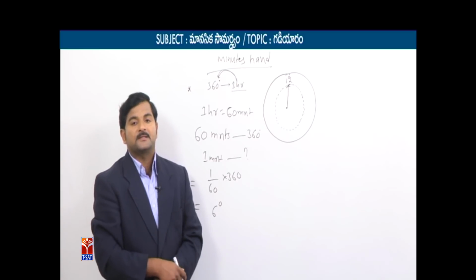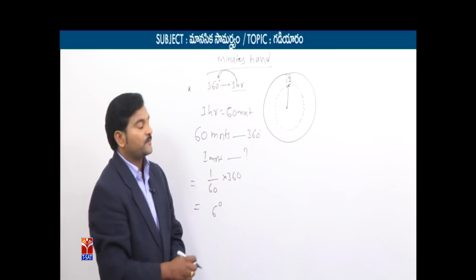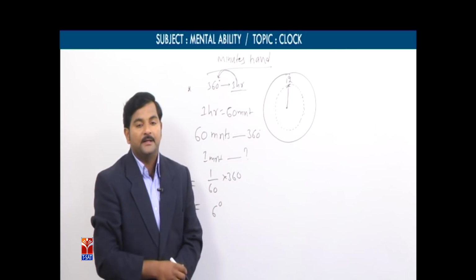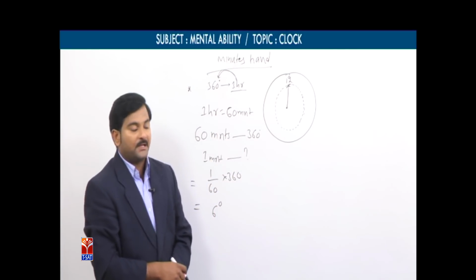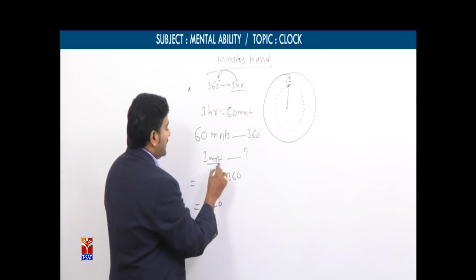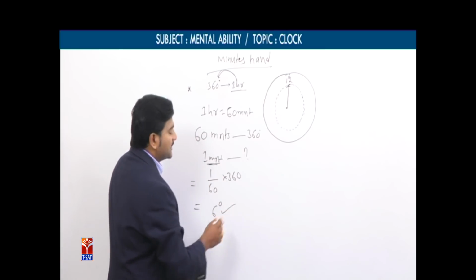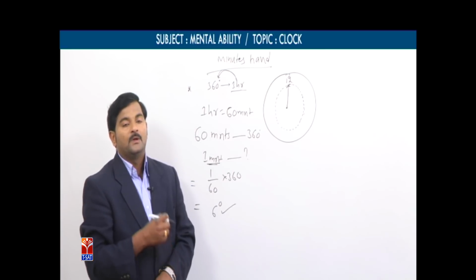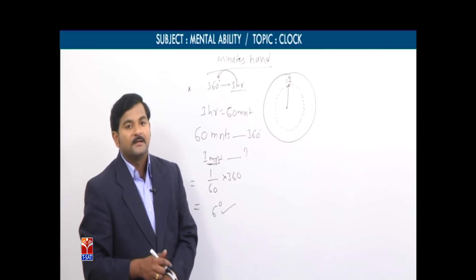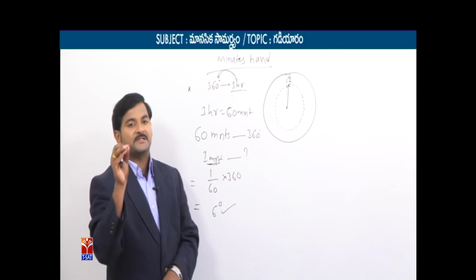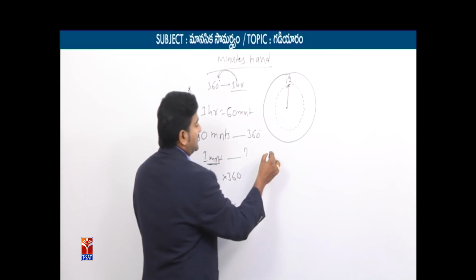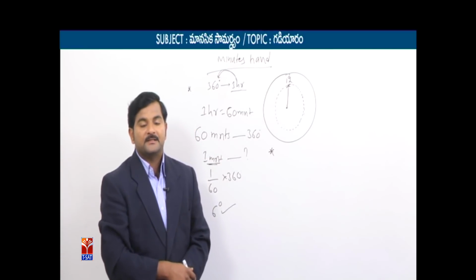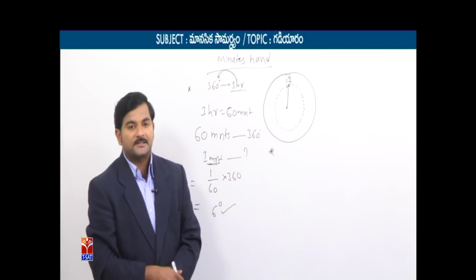So there are 2 points related to the minute's hand. The first point is, in the span of 1 hour, the minute's hand makes 360 degrees. Similarly, in the span of 1 minute, the minute's hand makes 6 degrees. So these are the 5 important points related to the minute's hand and the hour's hand. I need to focus on these 5 points once again. The first point is, in the span of 12 hours, the hour's hand makes 360 degrees.